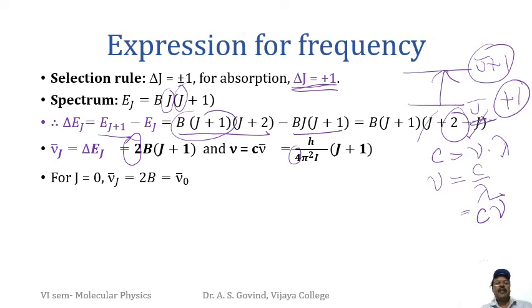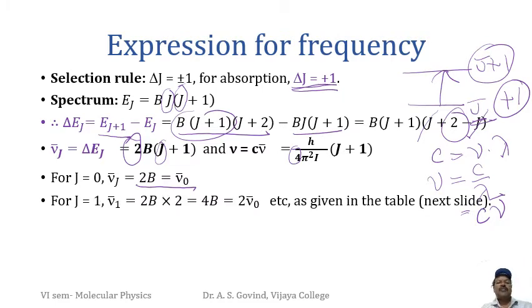Going further, we can see what are the values that you get when you substitute for different values of J. If you put J equals 0, this becomes 0. You will get only 2B. That is the nu bar 0 value. And if you put J equals 1, it becomes 2B into 1 plus 1. So 2B into 2, that becomes 4B. So notice that it is double of this value. So nu bar 1 is therefore twice of nu bar 0. Similarly, you can calculate for others, which is listed in the next slide. We will come to that later.